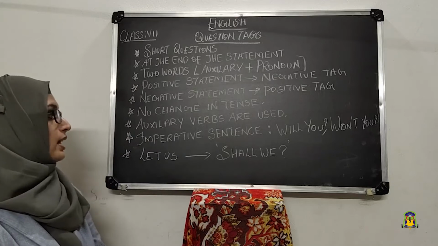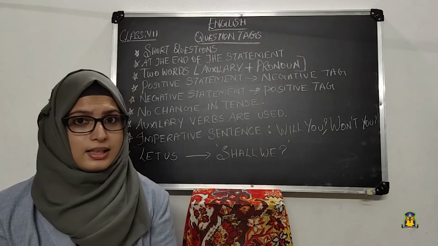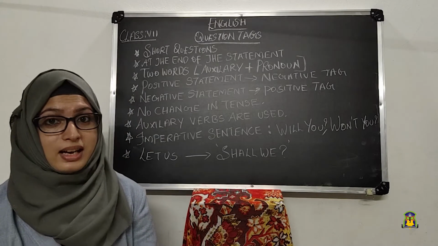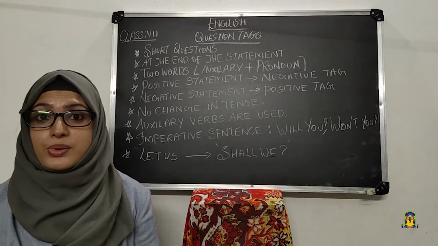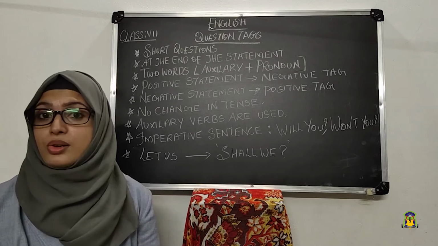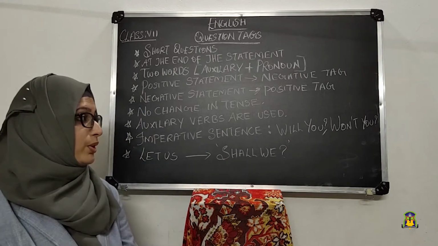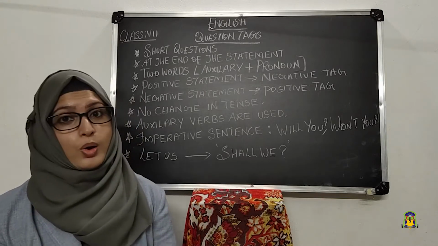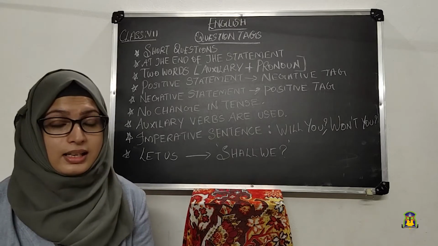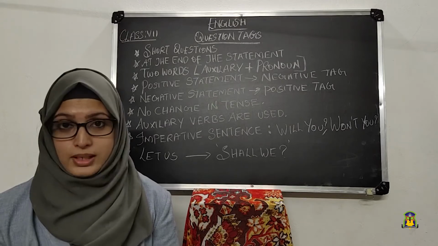Next point, imperative sentences. Imperative sentences we already studied in the last class, isn't it? Imperative sentences are sentences which we use to give a command, request, advice and so on. In that we will be using will you or won't you. And last, it is let us. If the sentence starts with let us, we can use shall we.